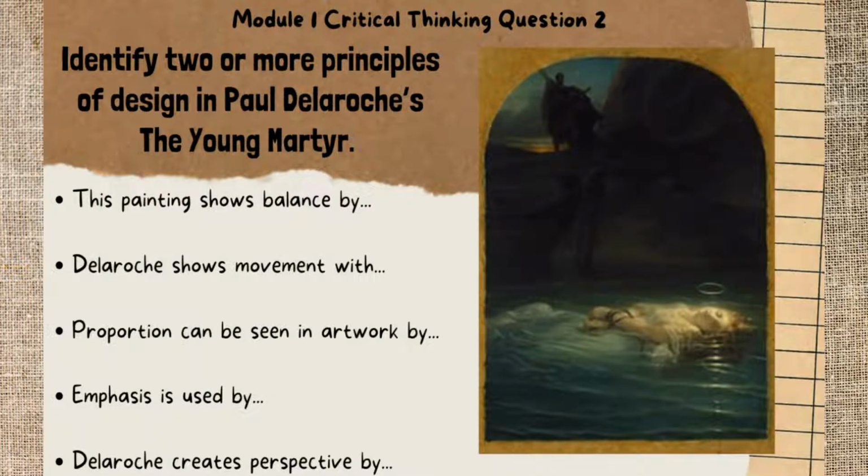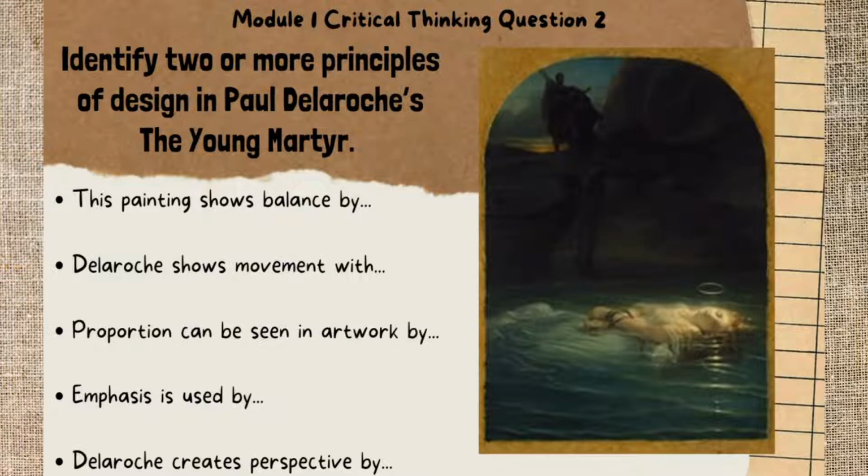So to wrap up our video here, we are going to use 2 or more principles of design to analyze Paul Delaroche's The Young Martyr. Right? So remember, for full credit, our critical thinking question answers are 4 or more complete sentences. So you want to think about those principles of design that we just reviewed, and what do you see in this painting? What is one principle of design?